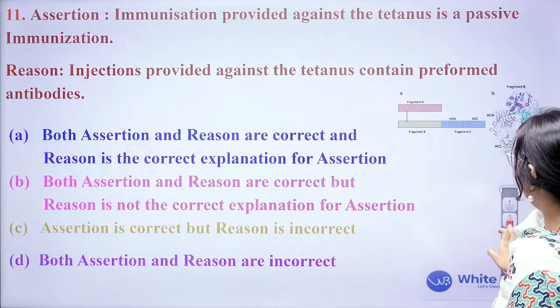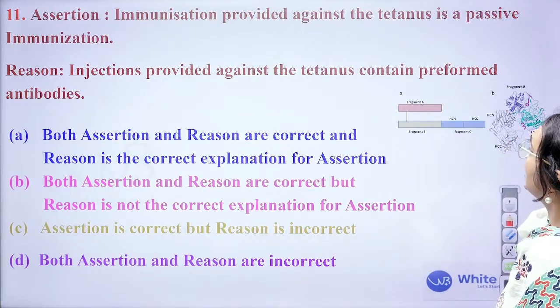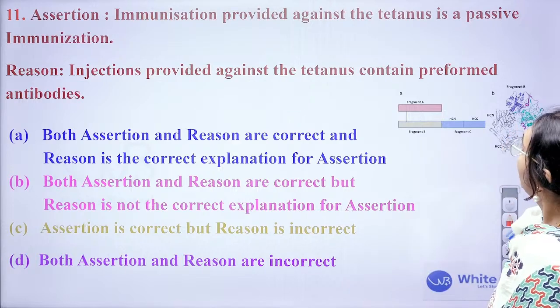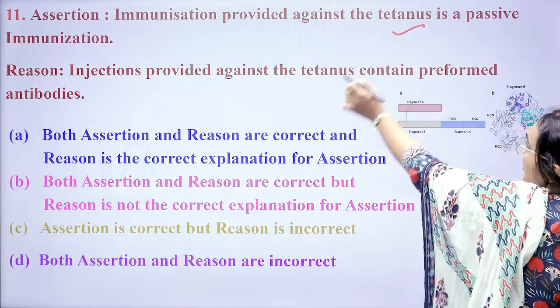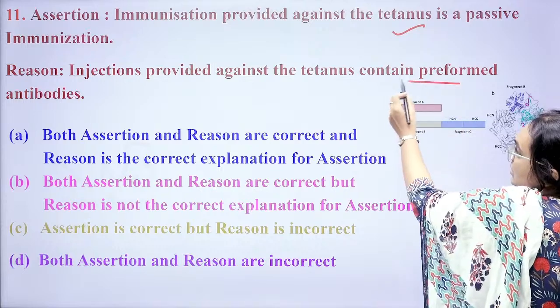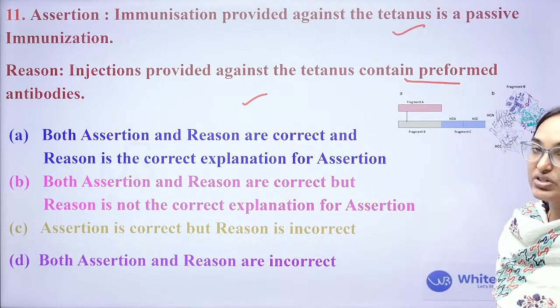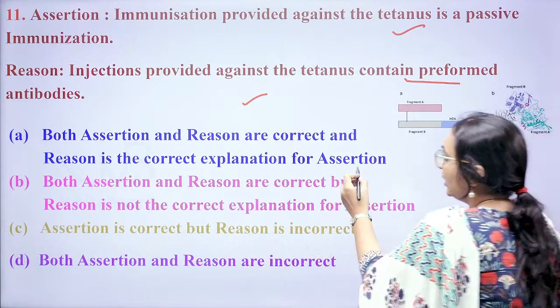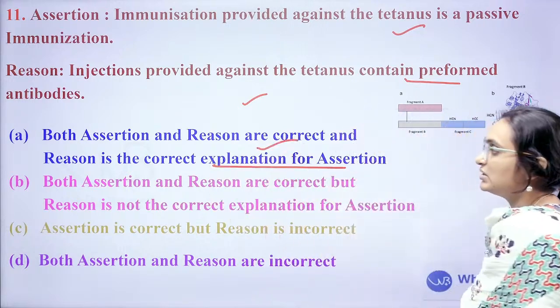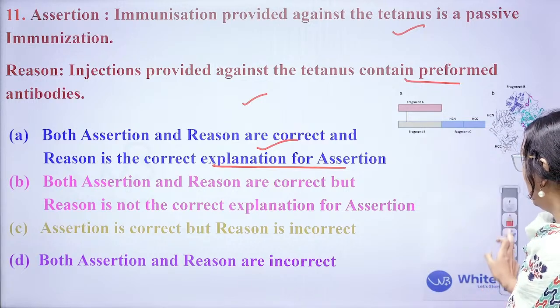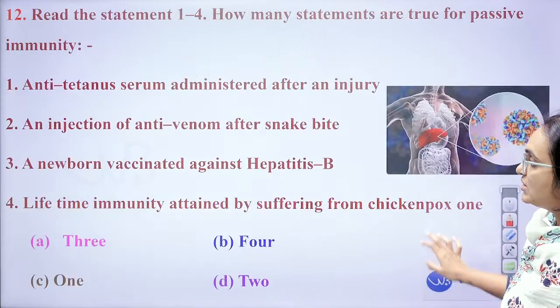Next question. Immunization provided against tetanus is passive immunization. Yes. Injections provided against tetanus contain preformed antibodies. So, this injection contains antibodies which are given directly. That is why A is correct and R is a correct explanation for A. First option, the answer is A.